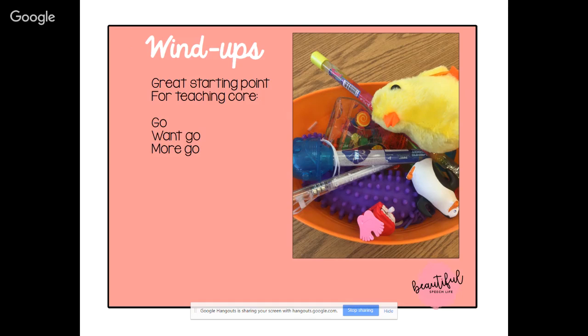And for the other, more important thing, if they're doing the winding, they don't need to communicate. They've already got what they want. So you're the one that's going to do the winding and make it go, and make it so it's out of reach if you can. If they do get it, just nicely take it away and say my turn. Then if they want it to go again, they have to request. They have to say go, or I want go, or more go. And you can get these little cheap wind-ups everywhere.